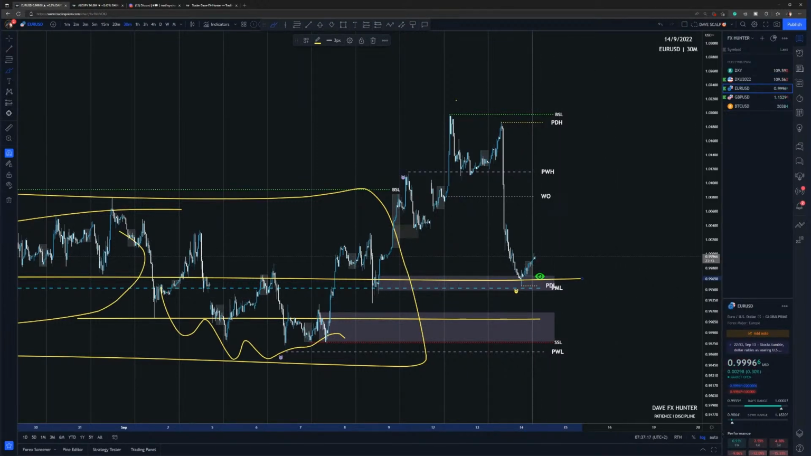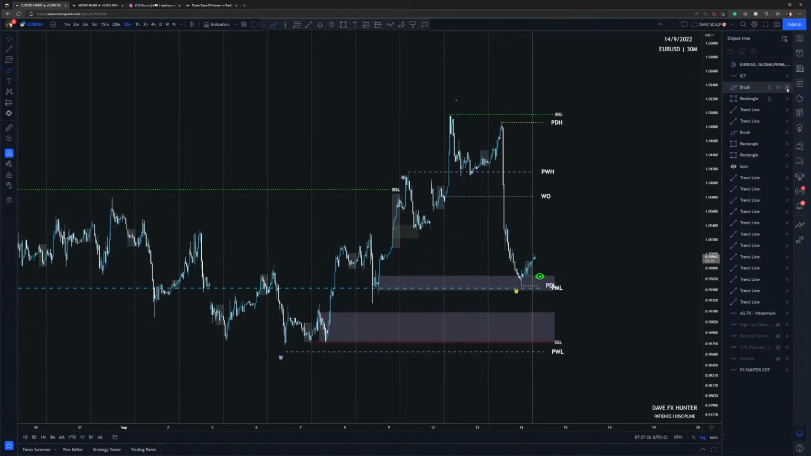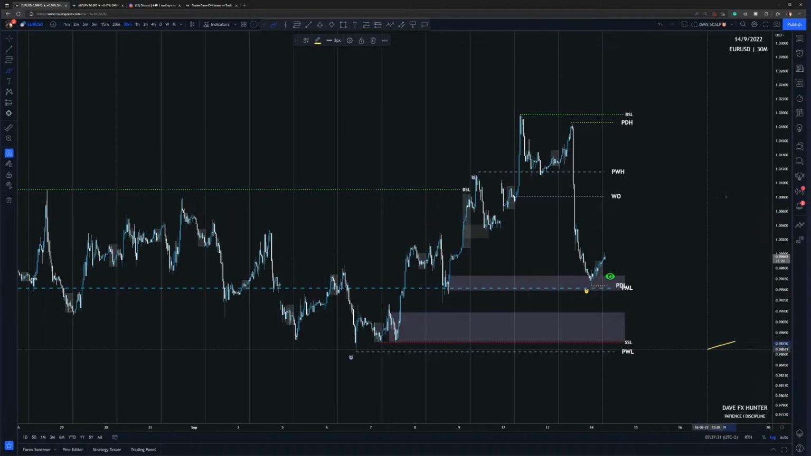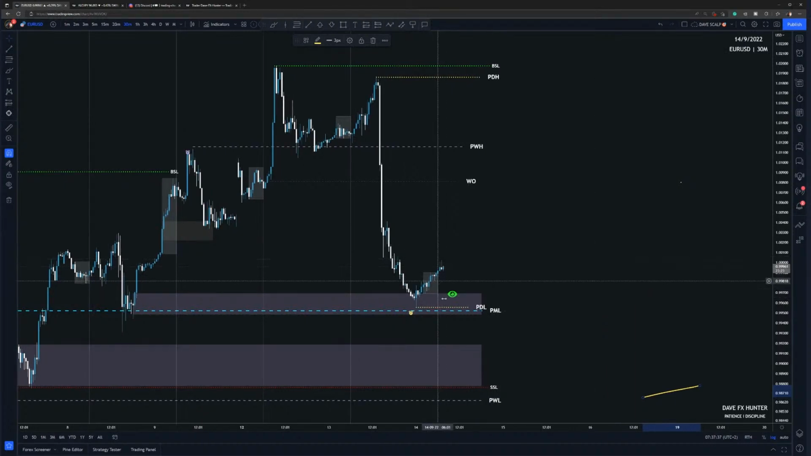So let me clear this mess that I drew here a little bit. What I think can happen here, and what I would be looking for, is a long entry, but I would always like to see the pullback first, right? So below this Asian session low, which was quite low. If the price dips lower, it would be even better if it takes the previous day's low, and then I would be looking for the long.